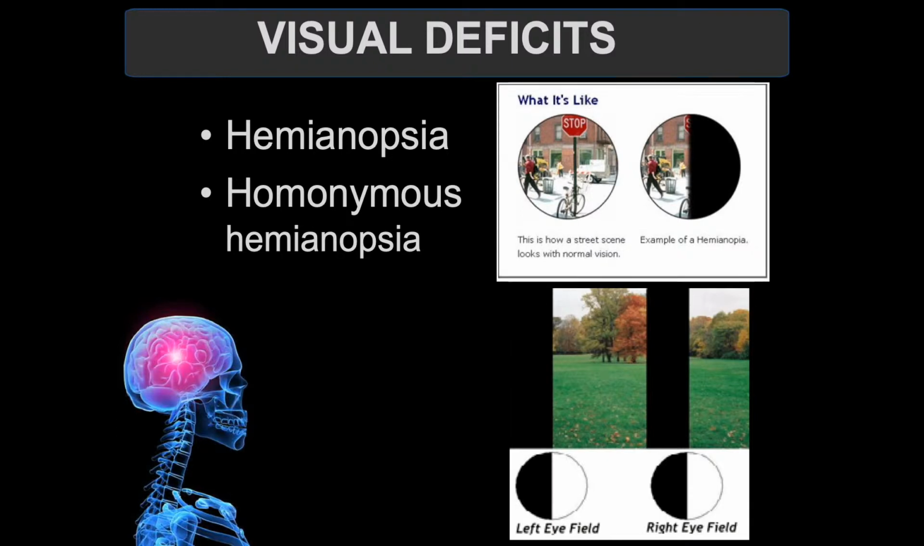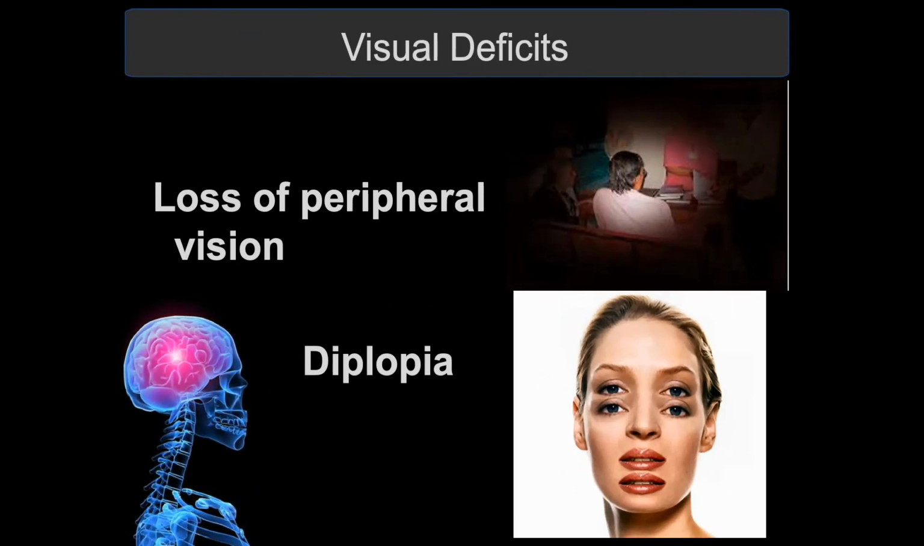Their treatment is to place objects within the visual field, approach from the intact visual field, and instruct the patient to turn the head from side to side to check for hazards. Other types of visual deficits include the loss of peripheral vision, that is, the patient is unaware of objects to the side of their visual field. To treat this, you can place objects in the center of the visual field. Another problem is diplopia, or double vision.